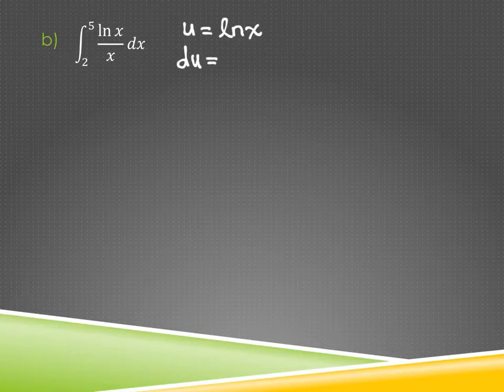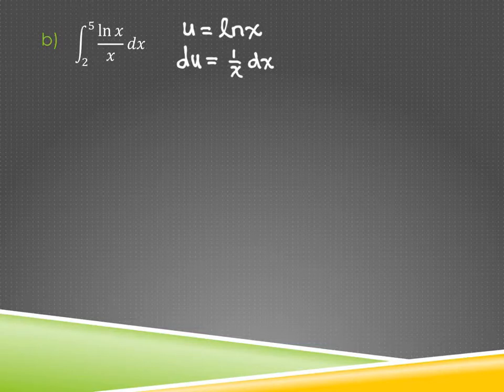What is the derivative of the natural log of x? 1 over x. Brock told us that earlier. It's 1 over x. Now this should say du on the left, and then we multiply the dx to the other side, so we've got a dx over here as well. Everybody good so far?